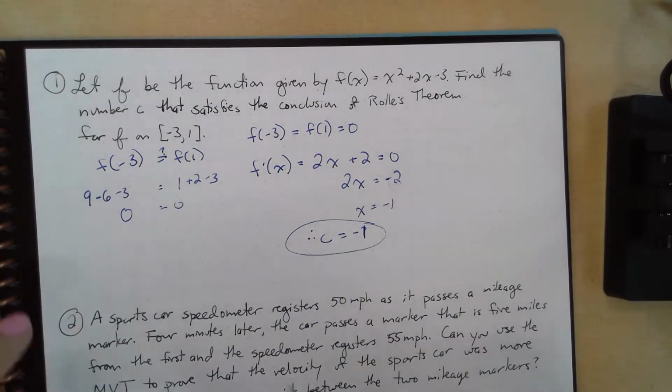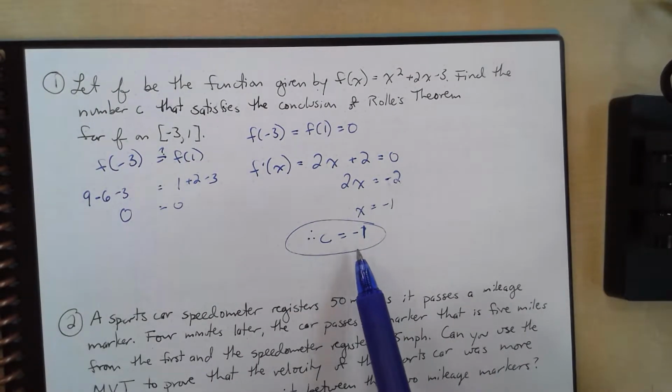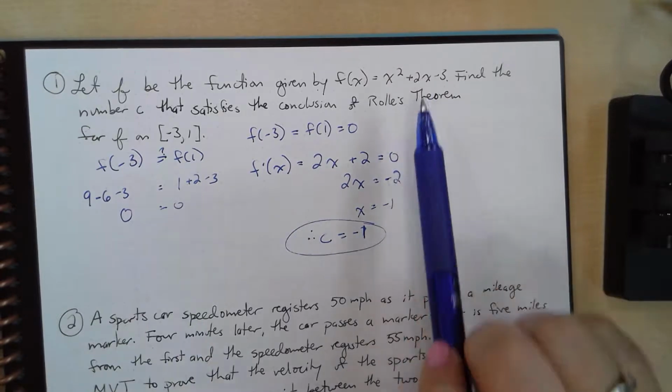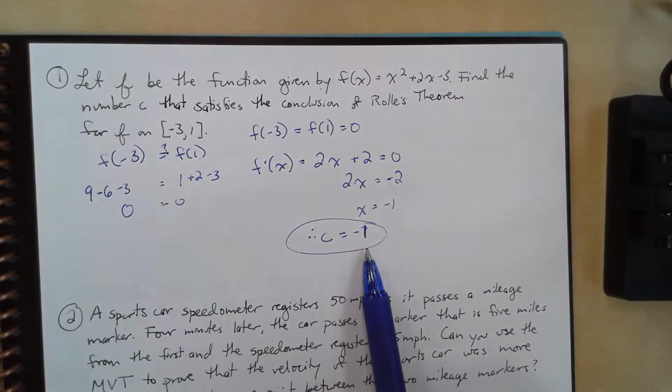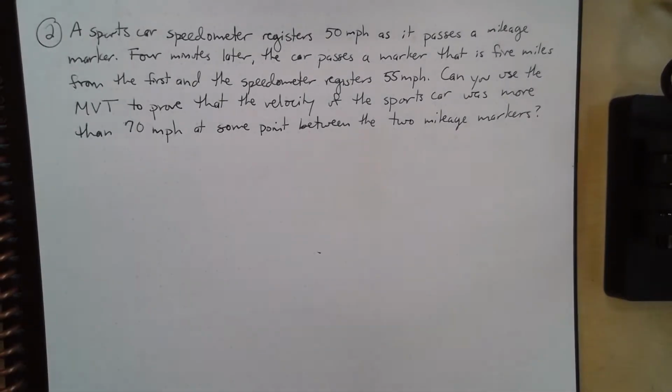The value between f of negative 3 and f of 1, where the slope is equal to 0, is negative 1. And because this is a parabola, this is probably our vertex there, right? Okay, let's do another one. This one has to go with our mean value theorem.